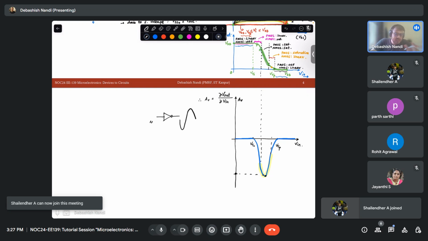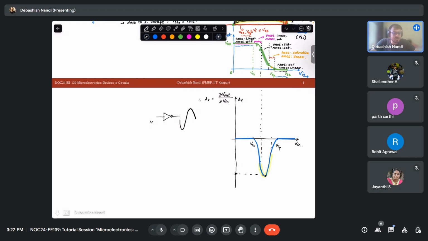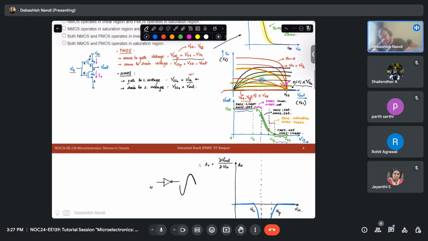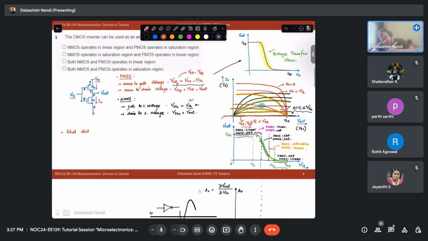But do you see the main crux of how this region has come about? First of all, let me phrase the question. The first thing is that both PMOS and NMOS being in saturation region is the right option. Then what dictates the value of gain?